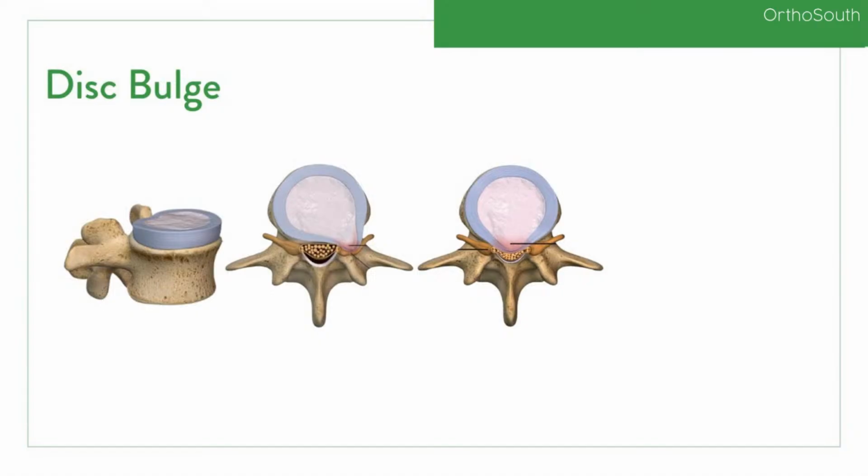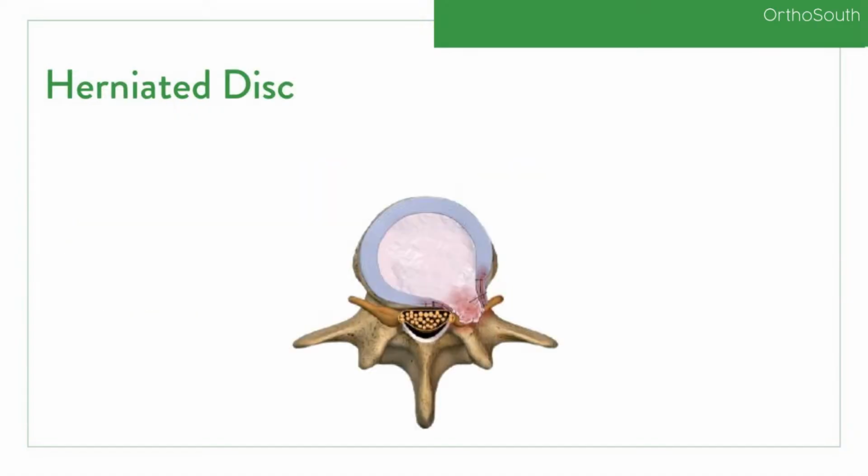A disc bulge is that outer part, the annulus, that is bulging. It can bulge without a chunk of the inner portion actually squirting out. And that can be painful. It can compress nerves. Beyond a disc bulge, you will frequently hear the next term, which is a disc herniation.